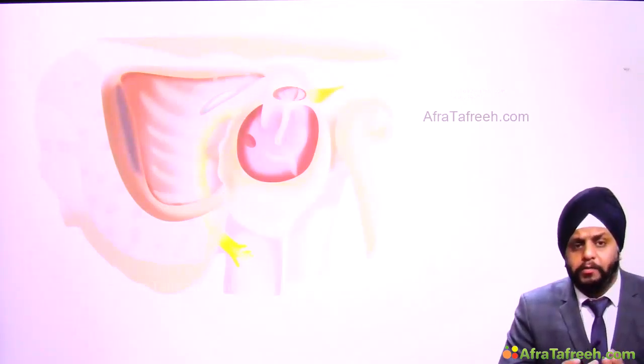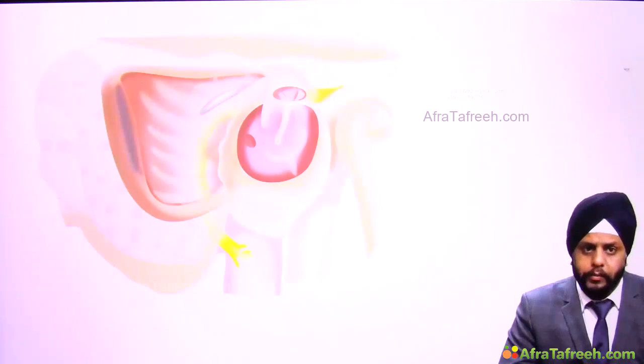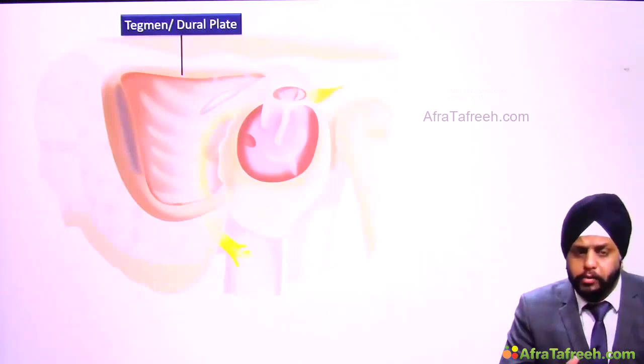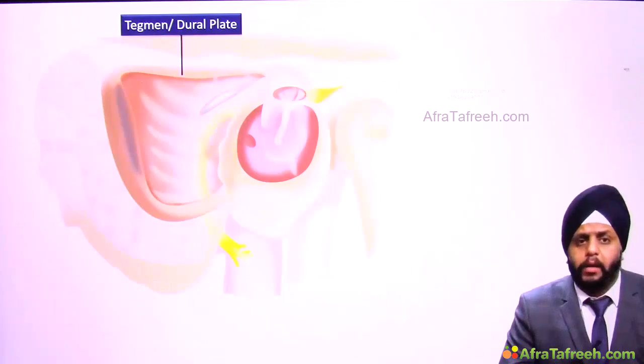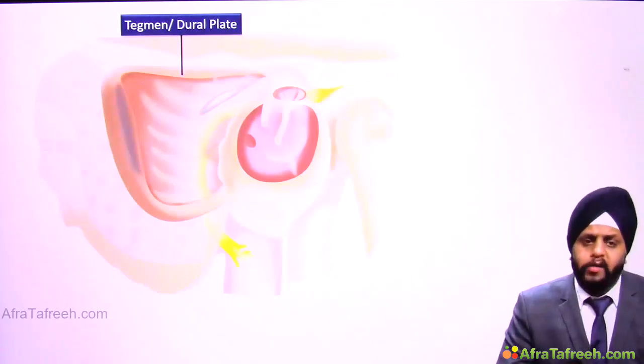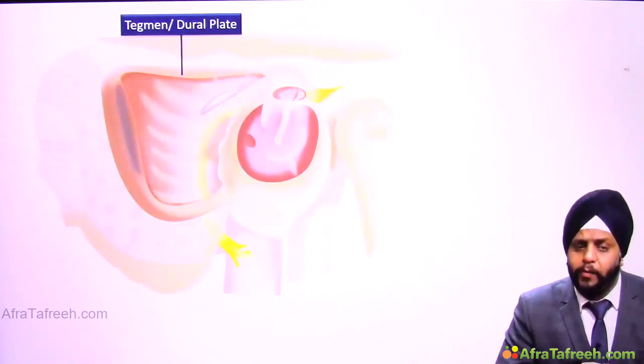Now we can see the walls of the mastoid process. The superior wall of this mastoid process, that we already know, is known as the tegmen or dural plate. You can even call it the tegmen antri. We discussed that earlier. Now let's look at the anterior wall of the mastoid.